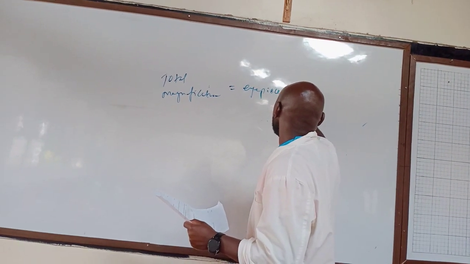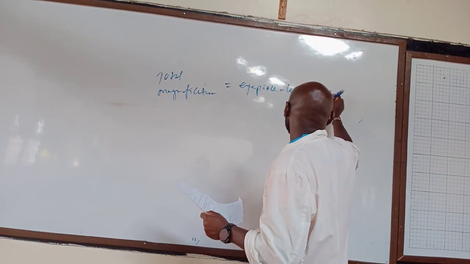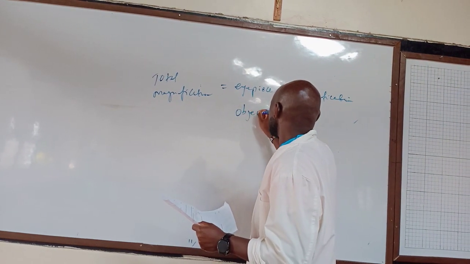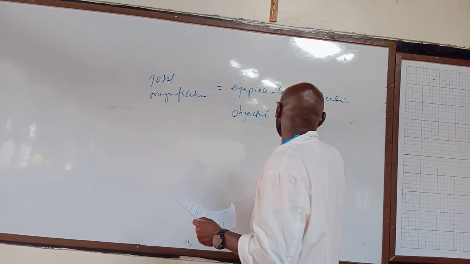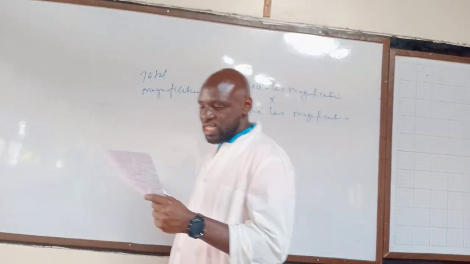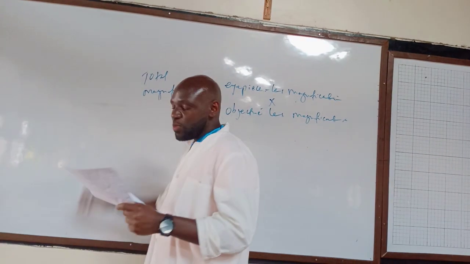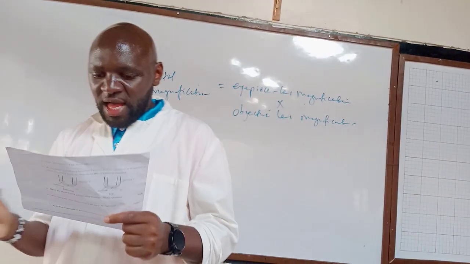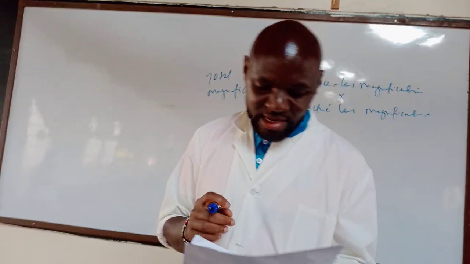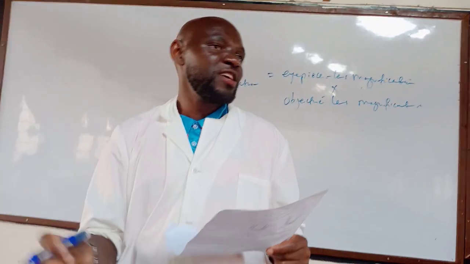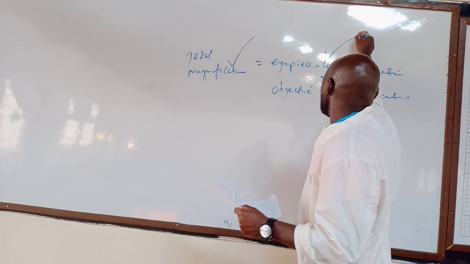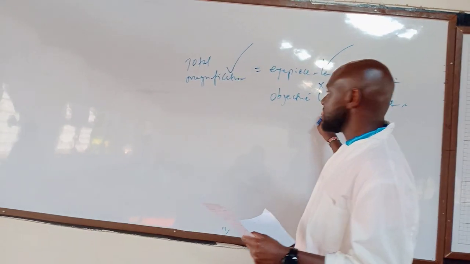eyepiece lens magnification times objective lens magnification. But you are told that the total magnification is 200 times, and the eyepiece lens magnification was times 10. You find the magnification of the objective lens. So in other words, you are given this one and you are given that. Can you get this? The answer is yes.